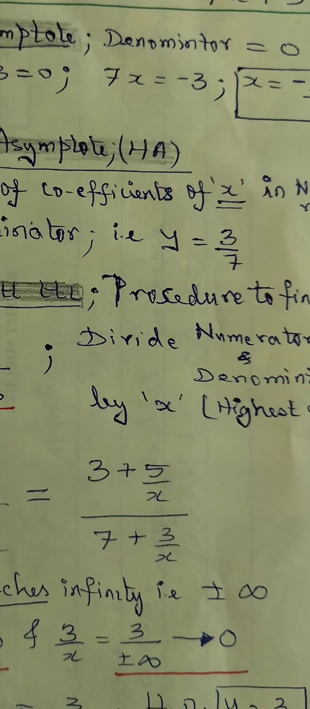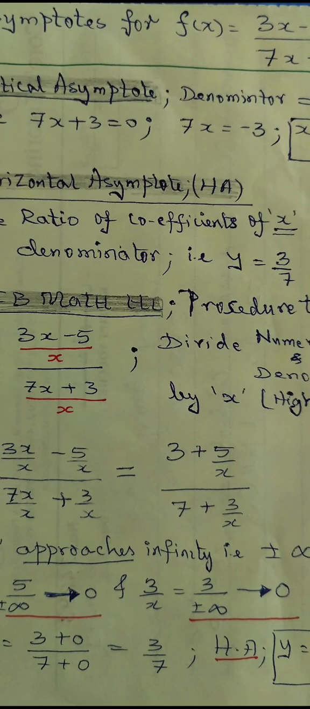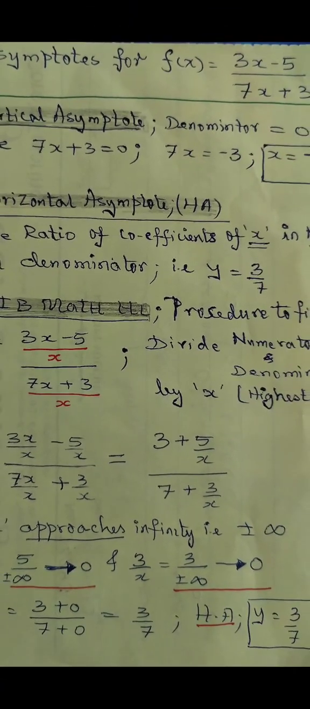This procedure must be known to the HL students only. For the SL student, the standard level, you just have to take the ratio of the coefficient of x in the numerator divided by the coefficient of x in the denominator. Just take the ratio and equate y is equal to whatever it is.